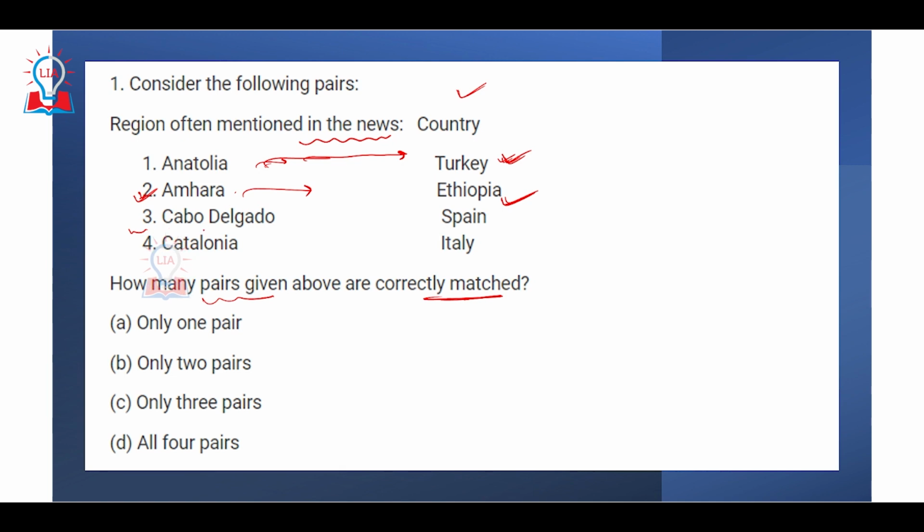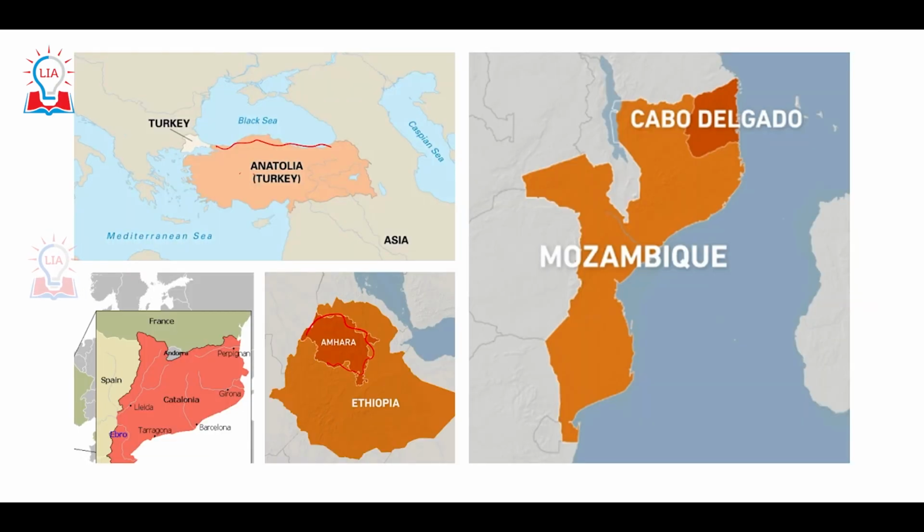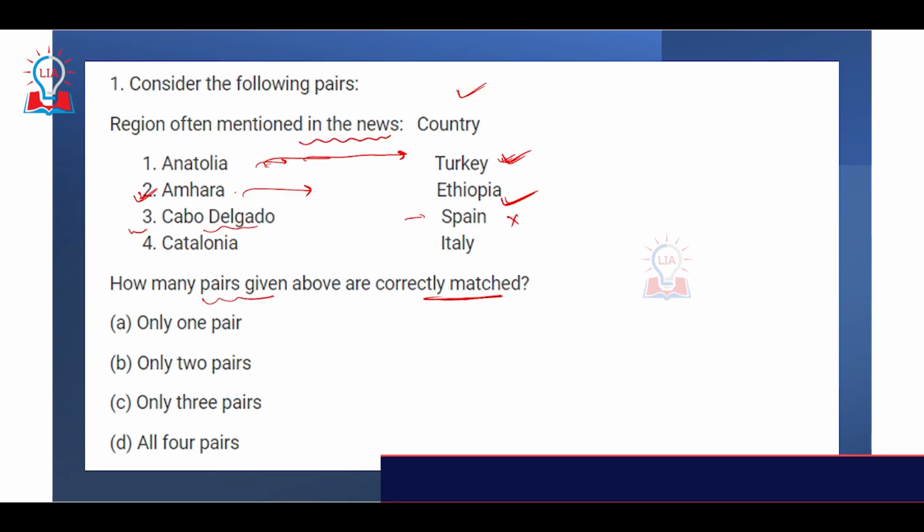Third, if we talk about Cabo Delgado, that is in Spain. So this statement is incorrect. Cabo Delgado is situated in the northernmost part of Mozambique, which is an African country. This region was also in the news because of the warlike situation developing between the insurgents of Cabo Delgado and Mozambique. Recently, many African governments have sent their troops to help the Mozambique army fight the insurgents of Cabo Delgado, and that is why it was in the news. So the third statement is incorrect.